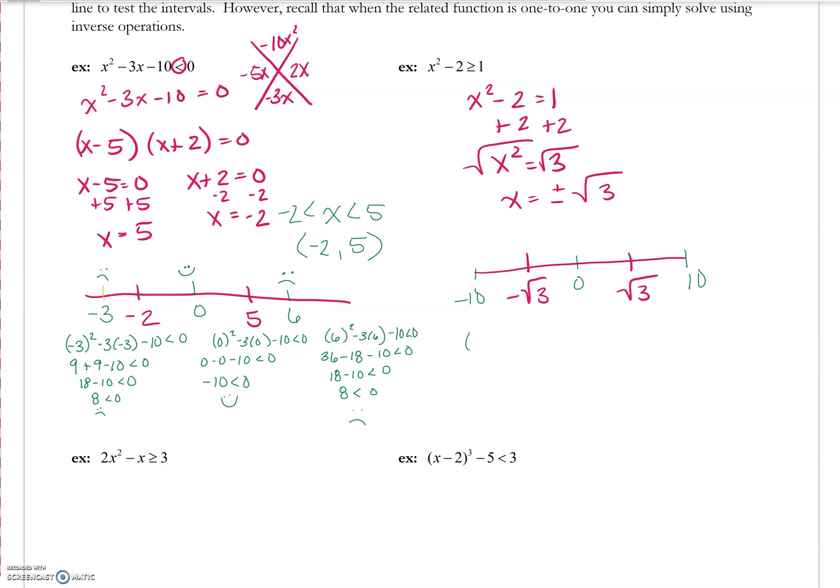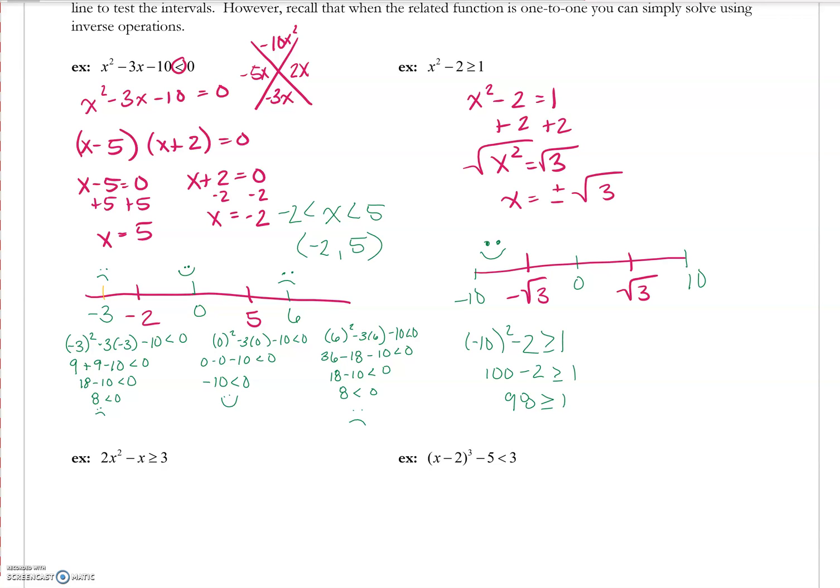If I plug in negative 10, I get negative 10 squared minus 2. Is that greater than or equal to 1? I know that negative 10 squared is 100. Minus 2 is 98, and 98 is certainly greater than or equal to 1, meaning that negative 10 is a solution, and anything smaller than the negative square root of 3 is also a solution.